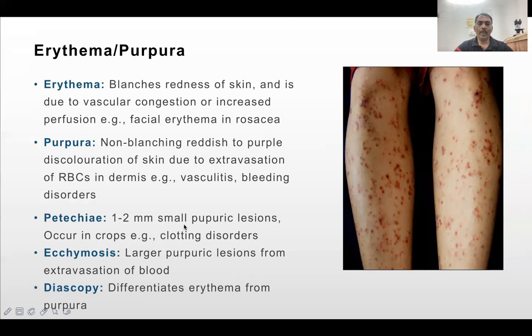Petechiae are 1 to 2 millimeter small purpuric lesions, and ecchymoses are larger purpuric lesions which are formed by the extravasation of blood. Diascopy means that when we apply pressure over these areas by means of a glass slide, we can see blanching in cases of erythema, whereas no blanching is seen in cases of purpura.